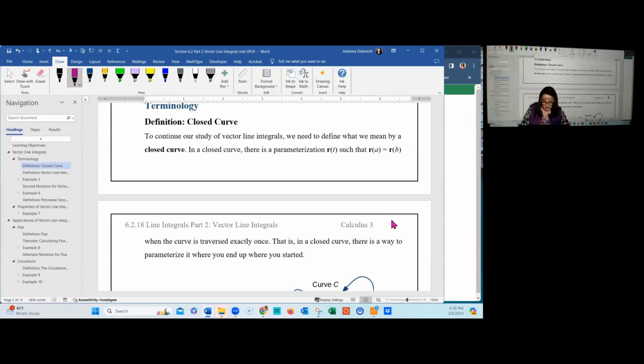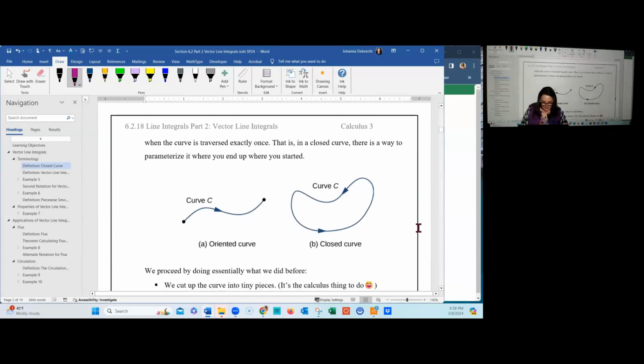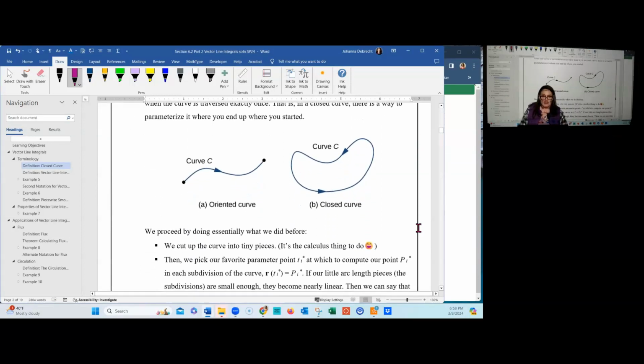Let's take a look at two examples of curves. In the example on the left, you see an oriented curve with an arrow along it moving from the point on the left to the point on the right. It's not a closed curve because t equal to a gives us the location on the left, and t equal to b gives us the location on the right. And r(a) does not equal r(b).